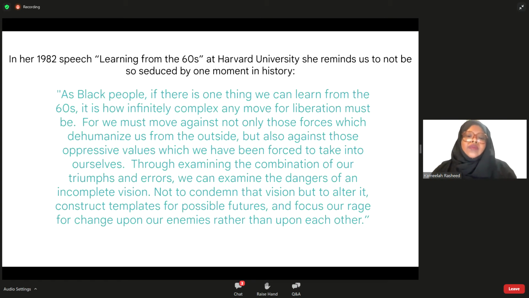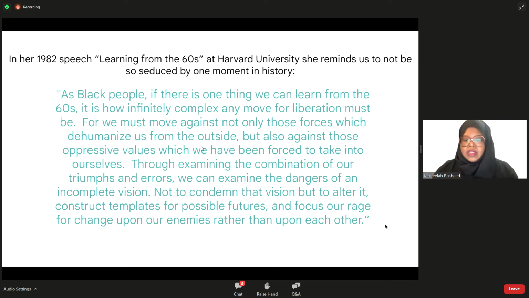For we must move against not only those forces which dehumanize us from the outside, but also against those oppressive values which we have been forced to take into ourselves. Through examining the combination of our triumphs and errors, we can examine the dangers of an incomplete vision, not to condemn that vision, but to alter it, construct templates for possible futures, and focus our rage for change upon our enemies rather than upon each other.